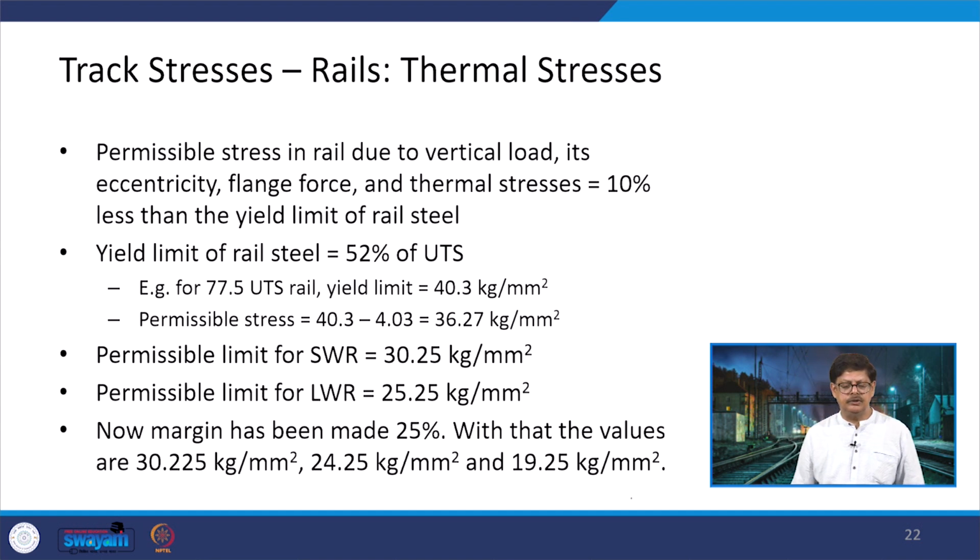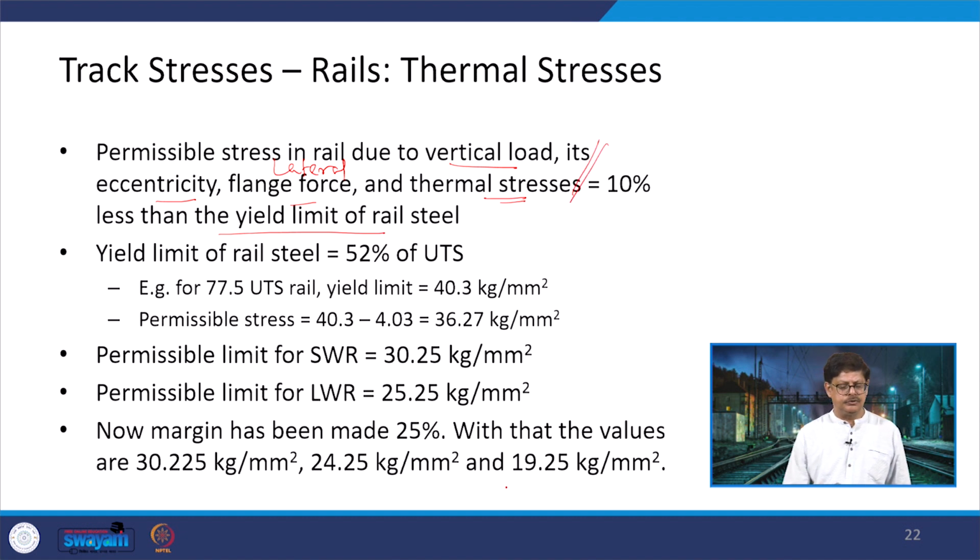Now, the permissible values: the permissible stress in the rail due to vertical load, its eccentricity, the force produced by the flange, so that is a lateral force we are talking about here, and the thermal stresses, is 10% less than the yield limit of the rail steel. So, whatever is the yield limit of the rail steel provided by the manufacturer, 10% less than that is going to be the permissible value with respect to the cumulative conditions.